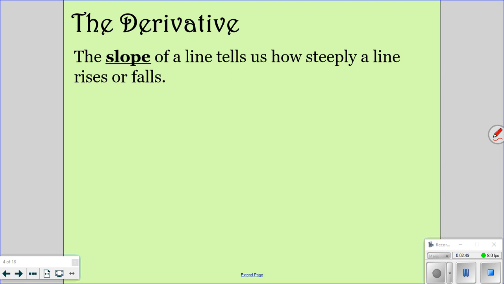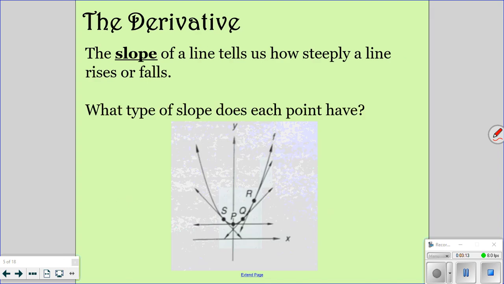So slope of a line tells us how steeply it rises or falls. So this slope may be about 1. This slope is going to be closer to 0. This slope is going to be a really big number, maybe 7, 8, 12, but it tells you how steeply it rises, or if it was going down, how steeply it falls. You've dealt with slope before. So we want to just look at positive versus negative.